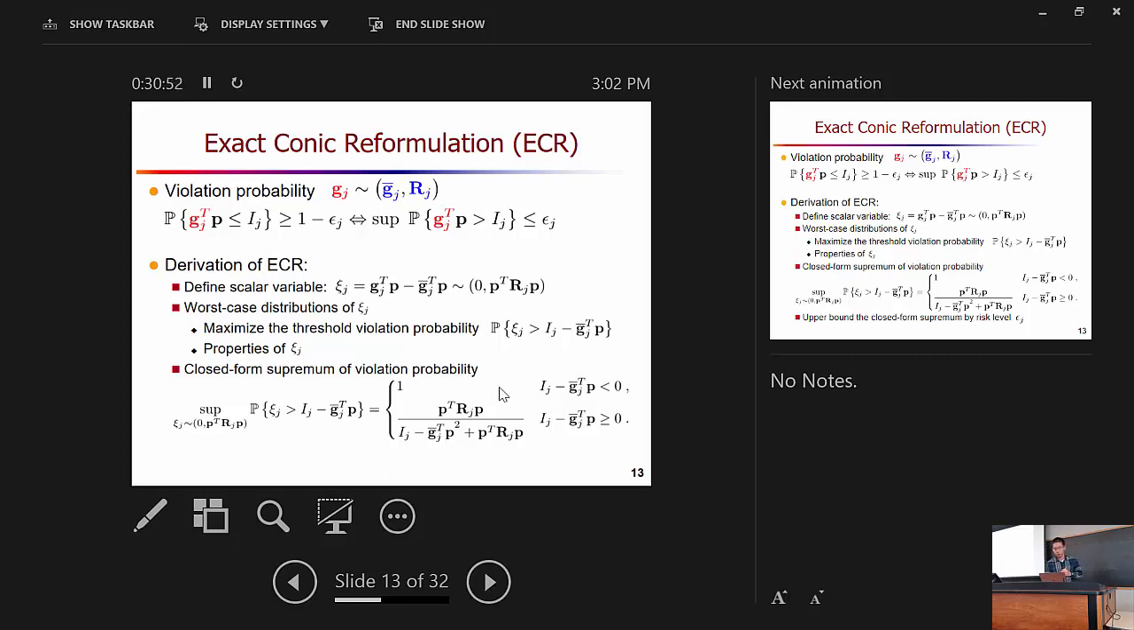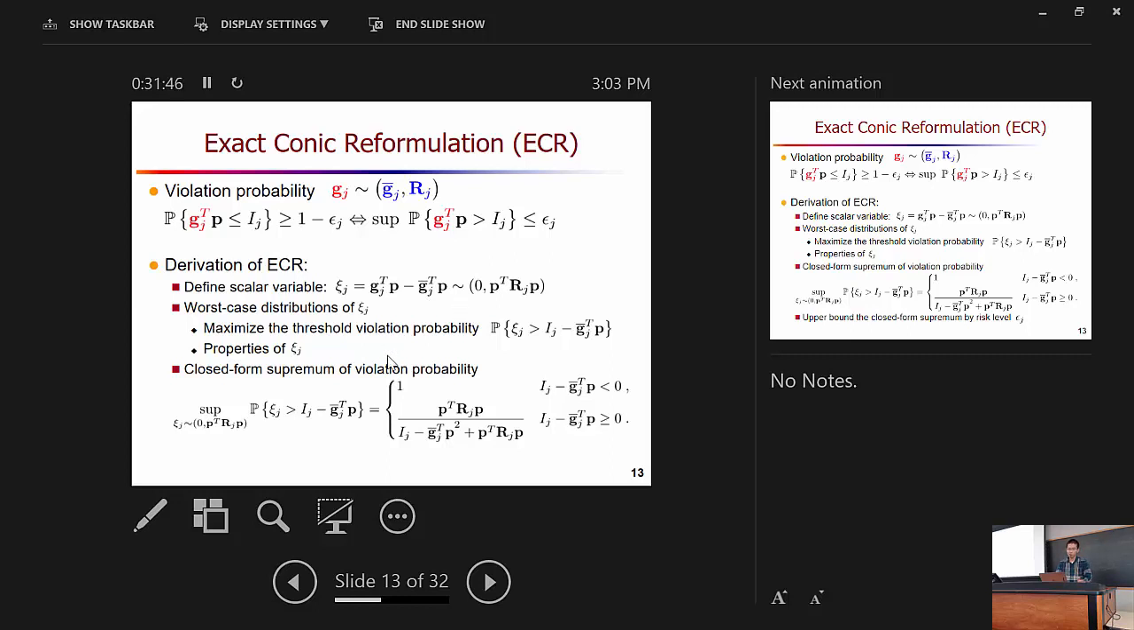There's no distribution, you know. It's a risk level, like your violation probability. So this G bar is the mean, and here this is the covariance. You mean here? Yes. Here is like zero mean, because if you subtract G bar, it's actually zero mean with a variance, a scalar. So this goes back to how we derive this reformulation.